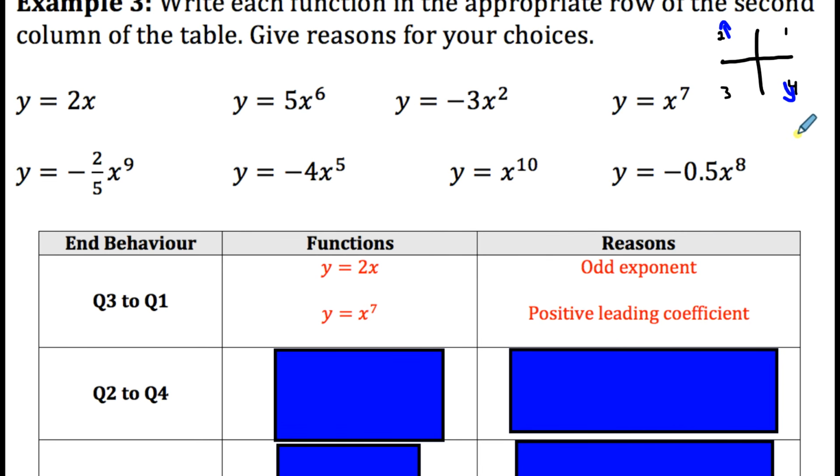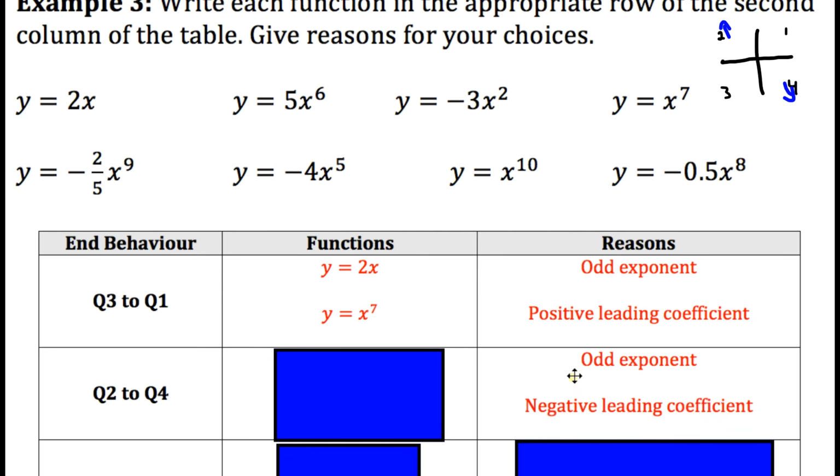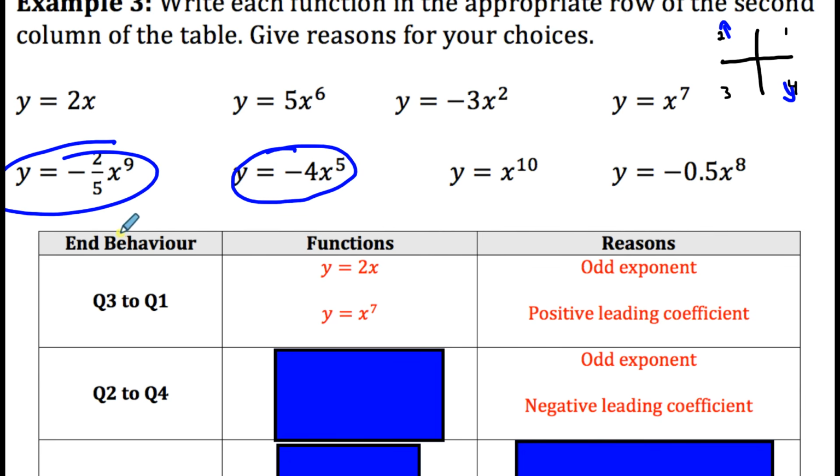So it has to be an odd exponent, but it's been flipped upside down from the previous one. So that means that the leading coefficient must be negative. So now we're looking for odd exponent, negative leading coefficient. Here's one. Here's another. So we would write those two functions in this spot.